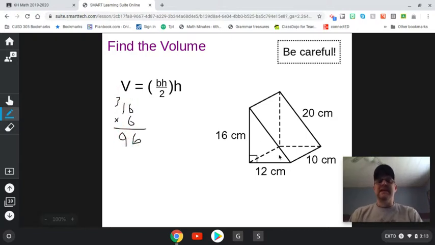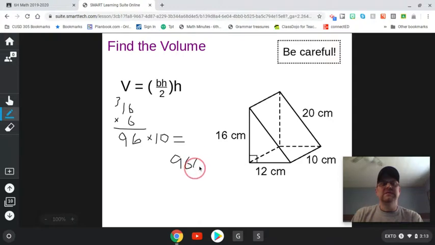So 96. Now, I'm not taking this here. This is the same as this right here. So I know this is not the other measurement. This is our height of our prism. We're going to take 96 times 10, which if you do that, you remember that you just add a 0 to the 96, so it becomes 960 centimeters cubed.